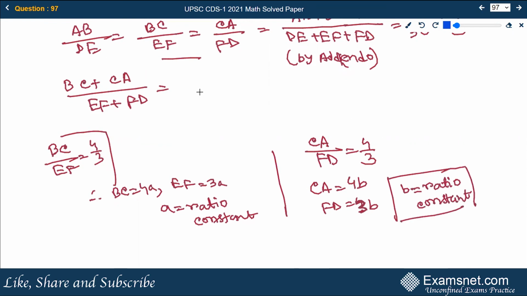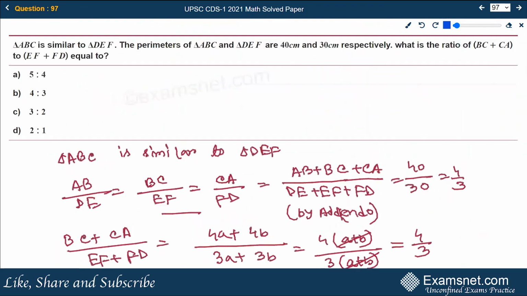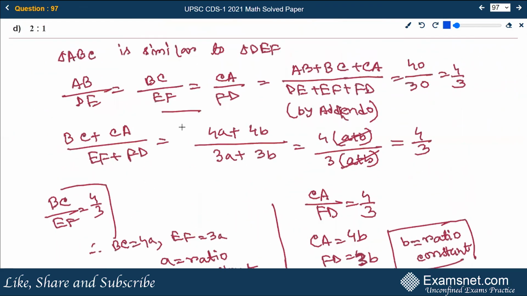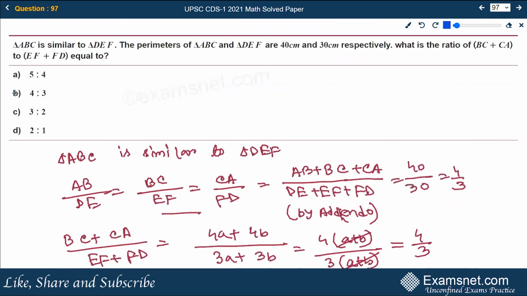Now let's put all those values here. 4a plus 4b and 3a plus 3b. After taking 4 common, 4 multiplied by a plus b, 3 common, 3 multiplied by a plus b. Both a plus b get cancelled. The ratio is 4 by 3. So the ratio of BC plus CA with EF plus FD will be 4 by 3. The ratio is 4 is to 3. Option B is the correct answer here.